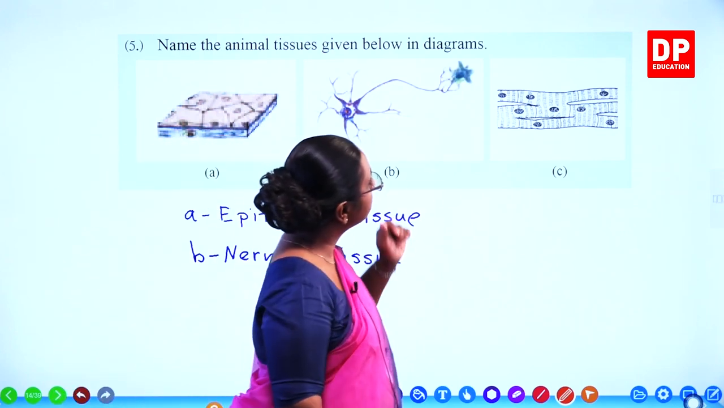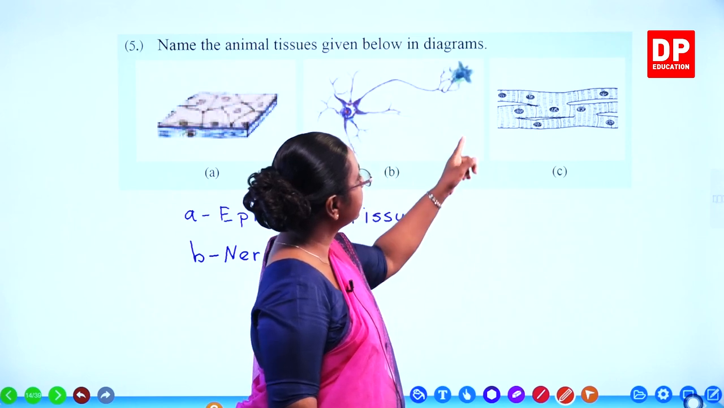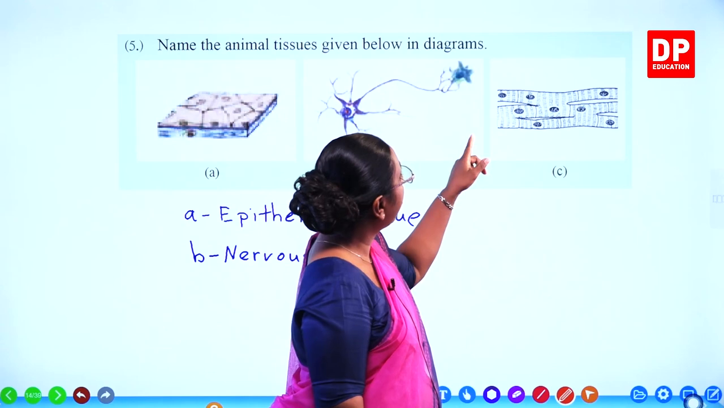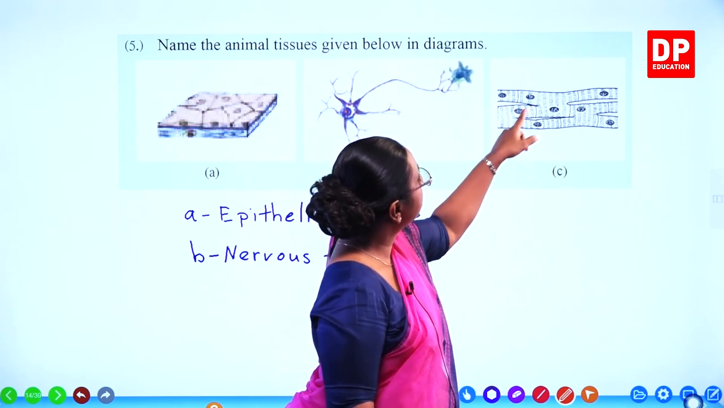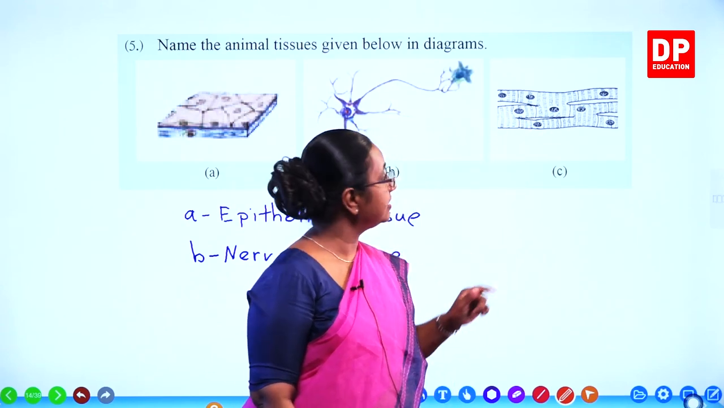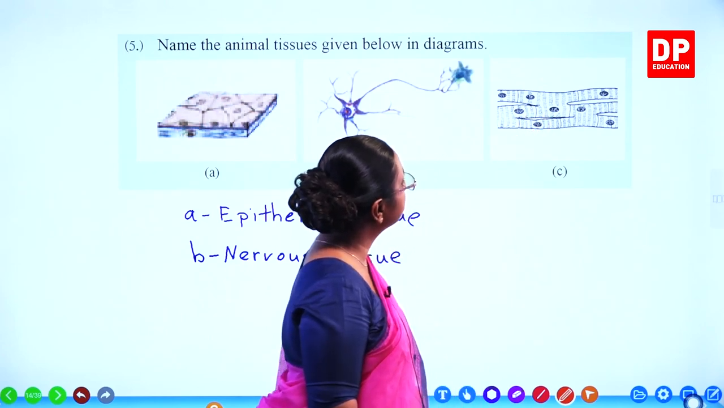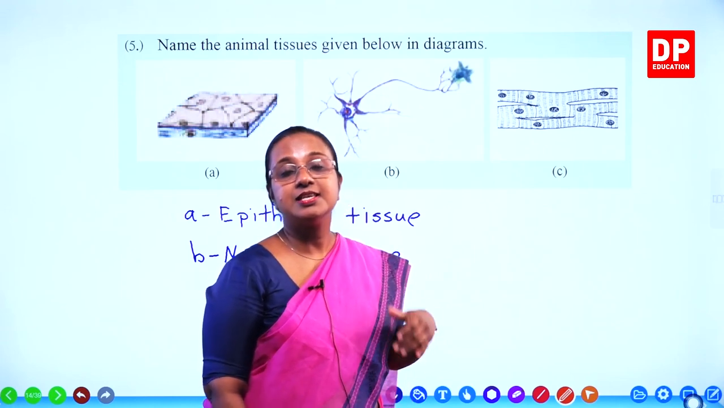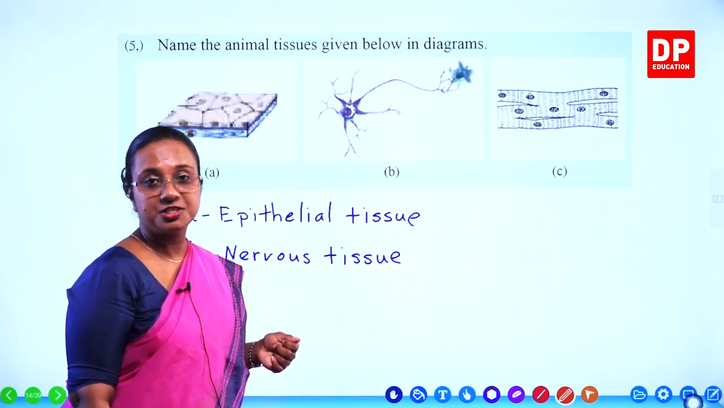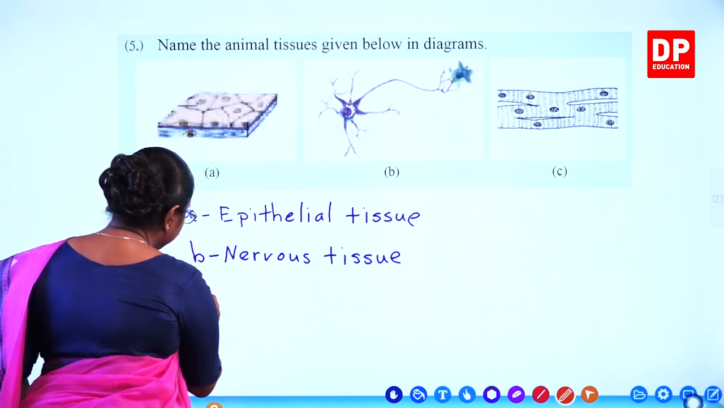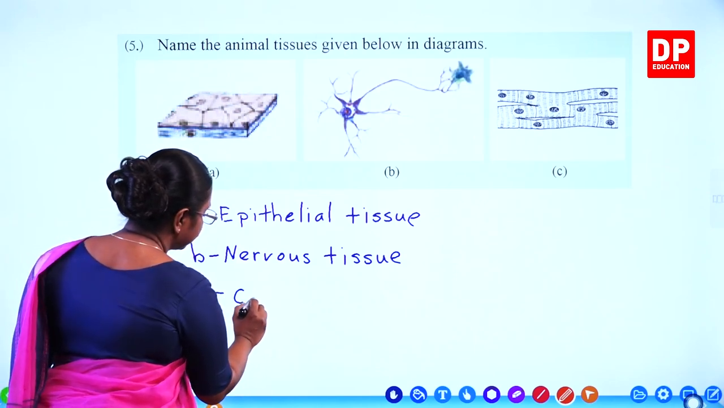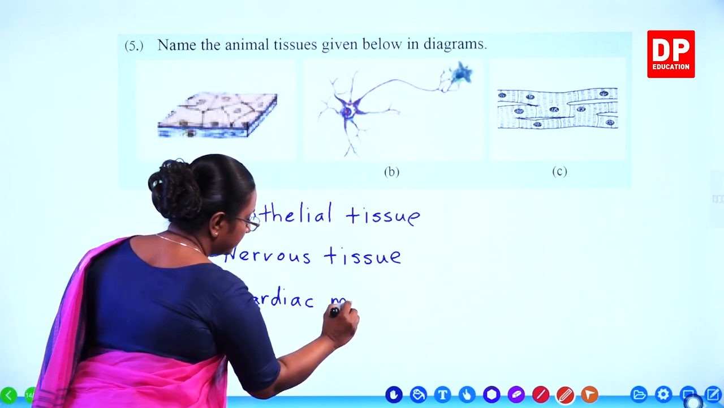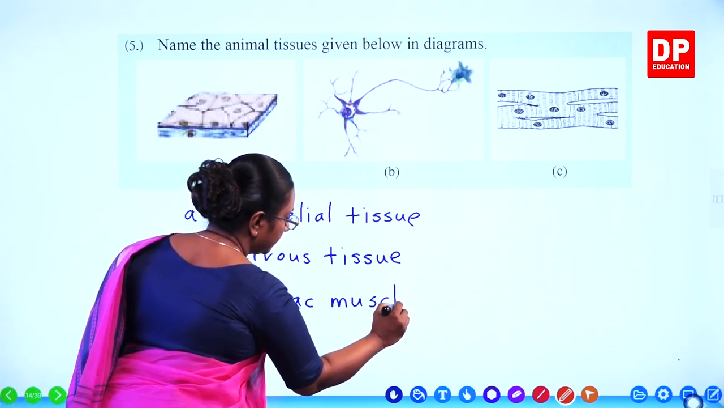Then we have the third type of tissue. You can see these are thin cylindrical fibers and they are branched, and also they have the intercalated disc and the nucleus in between. So you can easily identify it as cardiac muscle tissue. So here we can specifically write it as cardiac muscle tissue.